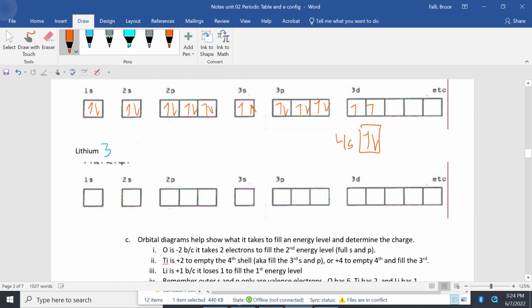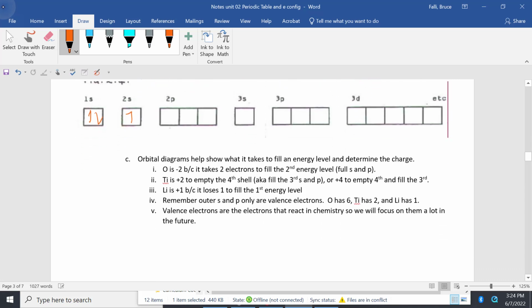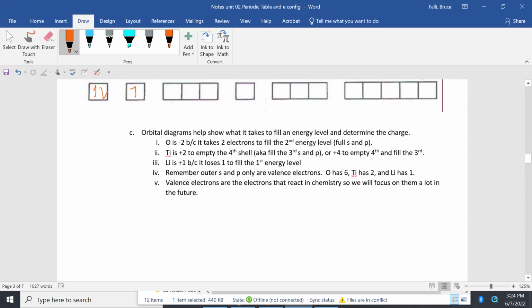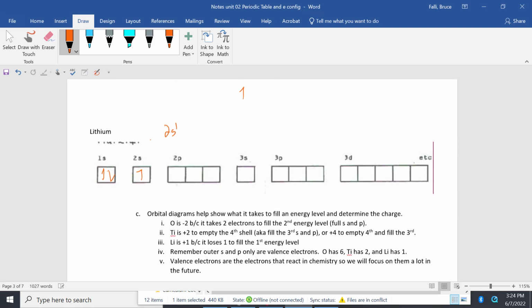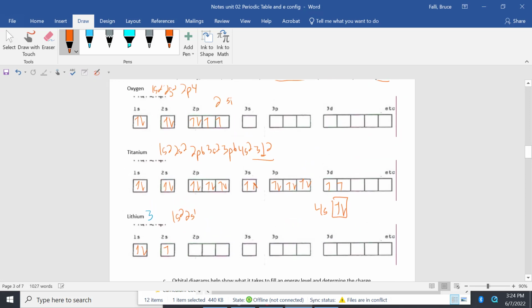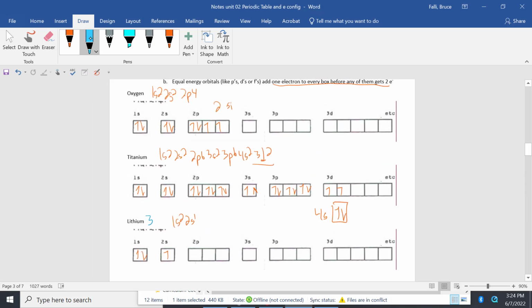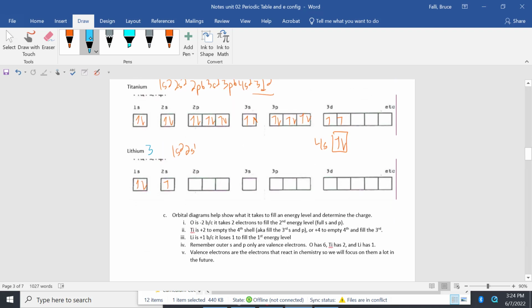Lithium has 3 electrons. It's 1s2, 2s1, 1s2, up, down, 2s1, up, 1. All right. Orbital diagrams help show what it takes to fill an energy level and determine the charge. O is -2, so let's take a look at -2. O is -2 because it wants to fill the shell. So I could fill the shell by putting these 2 in there. See that? That'll fill it. Being full is stable. Okay. Oxygen is -2 because it takes 2 electrons to fill that shell.